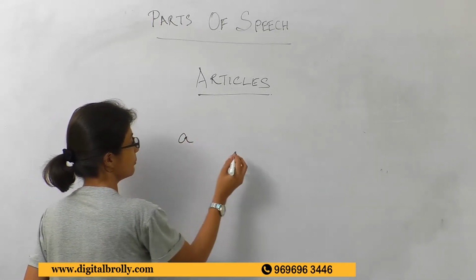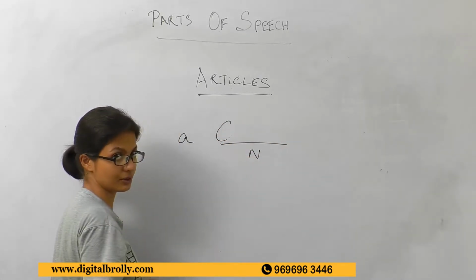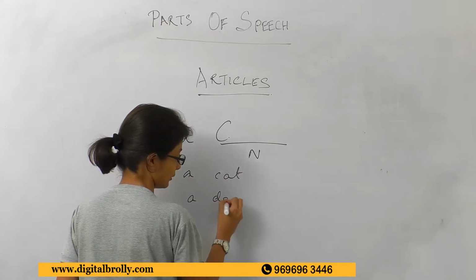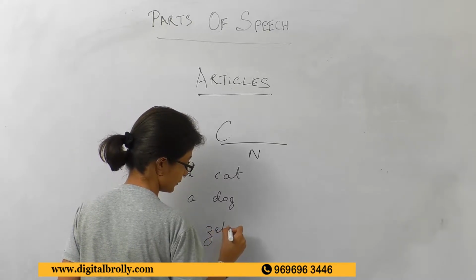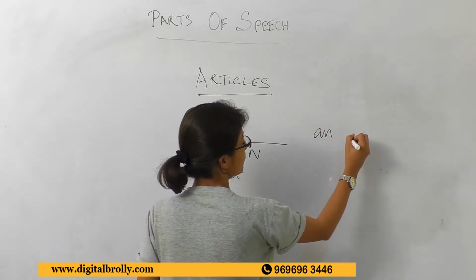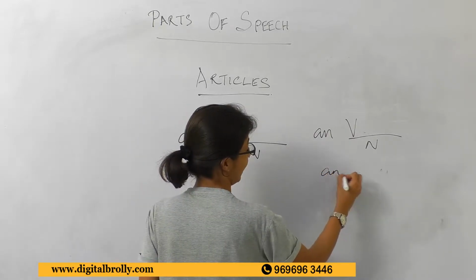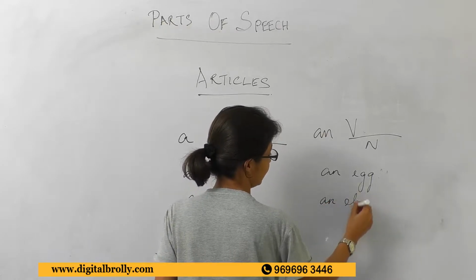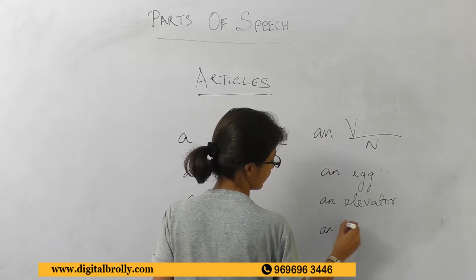A is used before a noun which starts with a consonant. For example, a cat, a dog, a zebra, etc. An is used before a noun that starts with a vowel. For example, an egg, an elevator, an inkpot, etc.